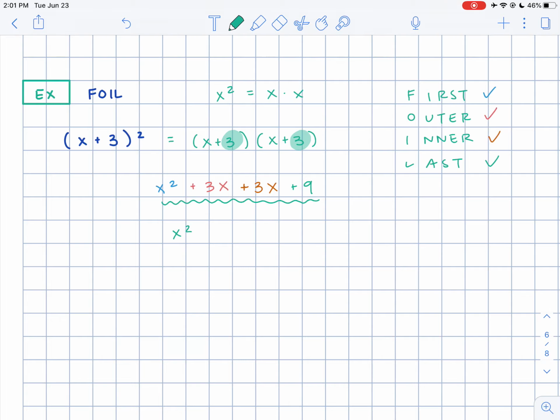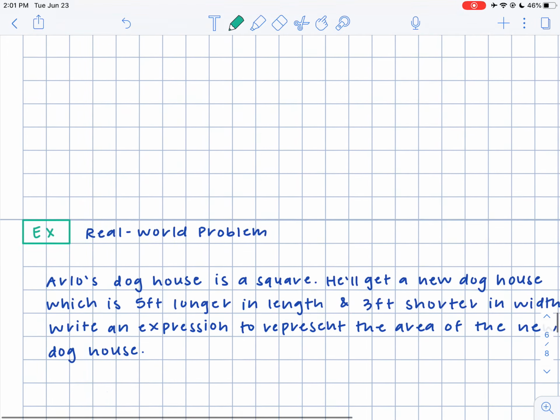3x plus 3x is just 6x. And 9 is our constant. We don't see any other constant, so we can't combine it with anything else. So this is our final answer. So now we've multiplied 2 binomials. Now let's apply this to a real-world example problem.